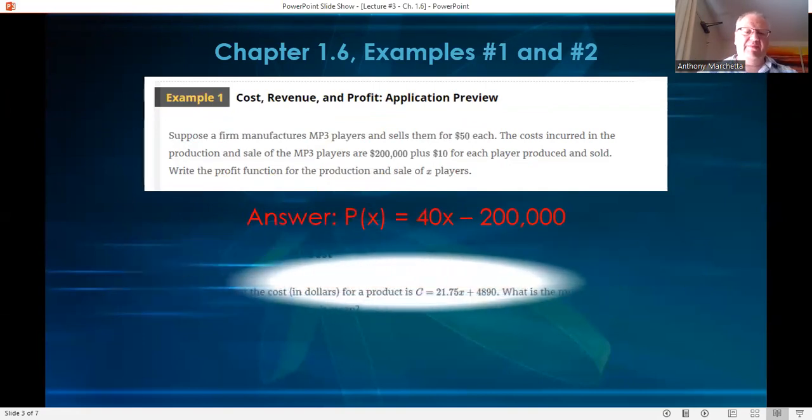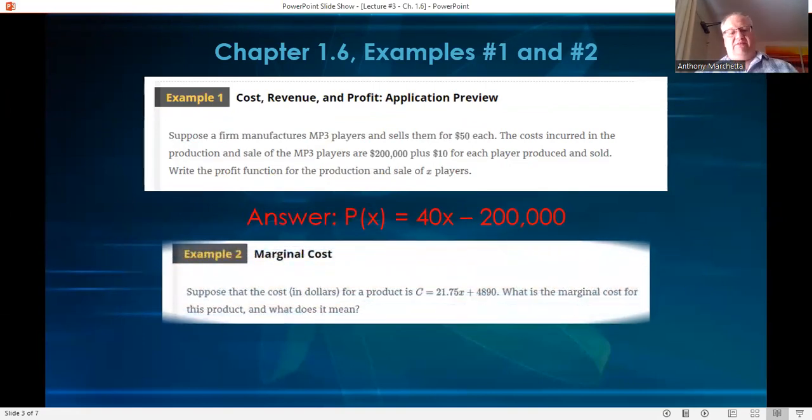In the next example, we have marginal cost. Suppose that the cost in dollars is, as you see here, what is the marginal cost? I want you to take that sentence and compare it very closely to y equals mx plus b. One of your favorites, right? Very familiar with that. Can you see that m is clearly going to be $21.75? What is the marginal cost then? Well, the marginal cost obviously is $21.75.